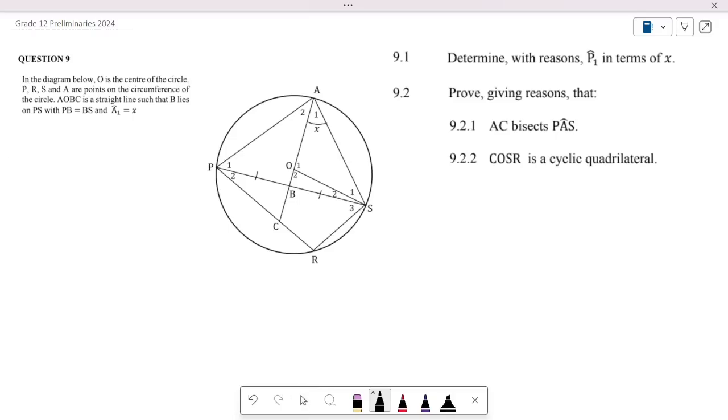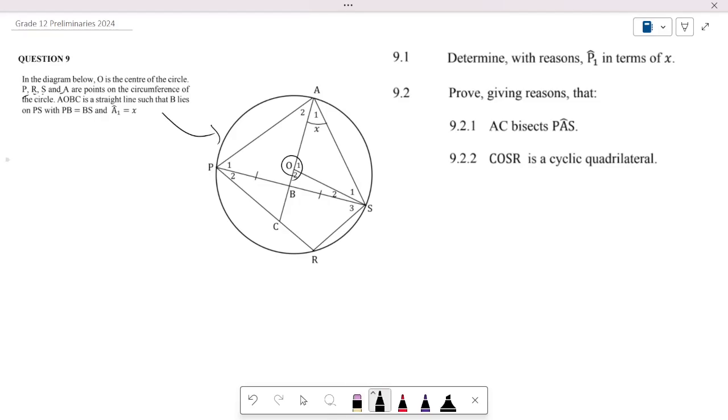So I'm going to be going over question 9. Question 9 says the following. In the diagram below, which is actually that one there, O is the center of the circle. P, R, S, and A are points on the circumference of the circle. So that's a cyclic quad over here.